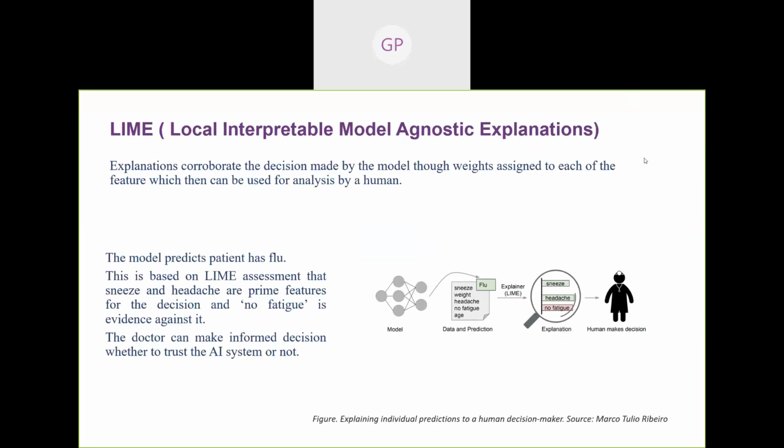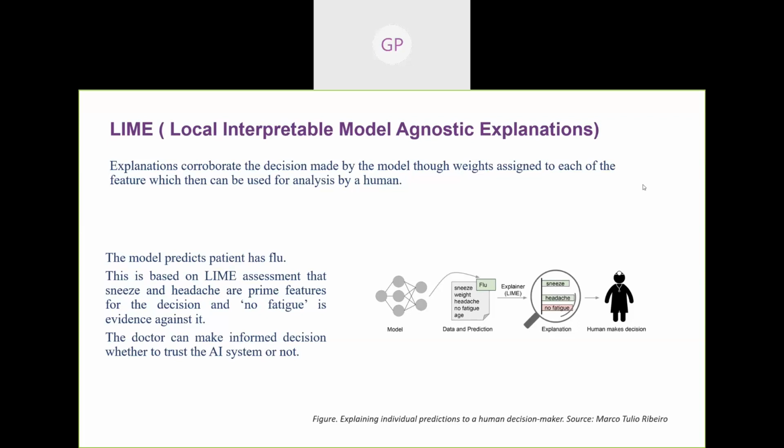So what are the tools which can be used for making AI machine learning models explainable? One of the tools which we use is LIME, which is Local Interpretable Model-agnostic Explanations. What it does is corroborate the decision made by the model by assigning weights to the features, which can then be understood by the human who is looking at the model which is created.